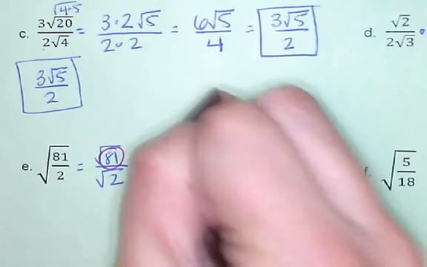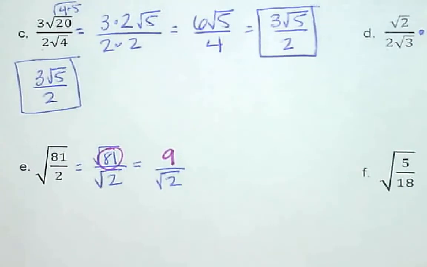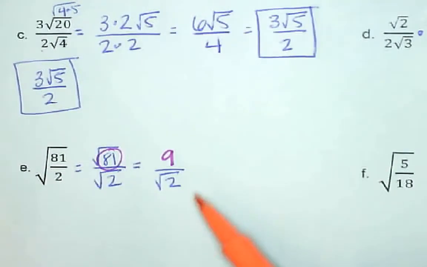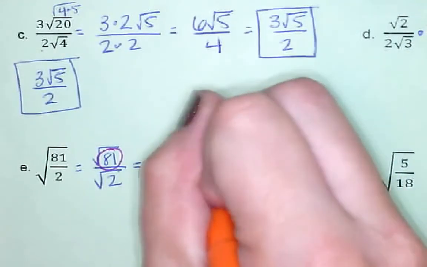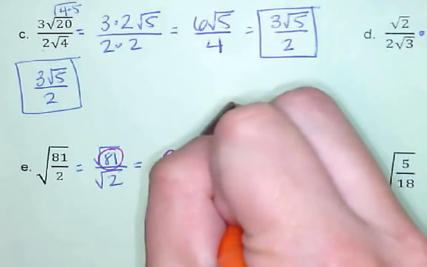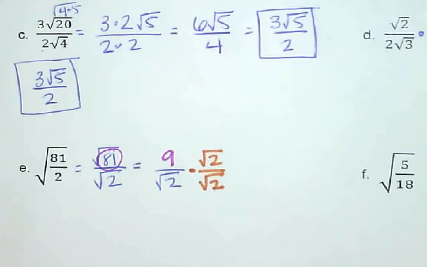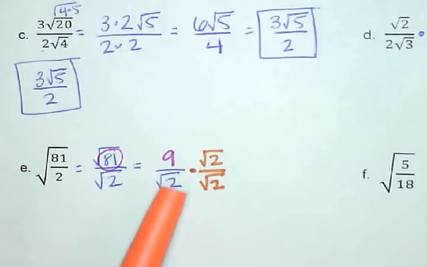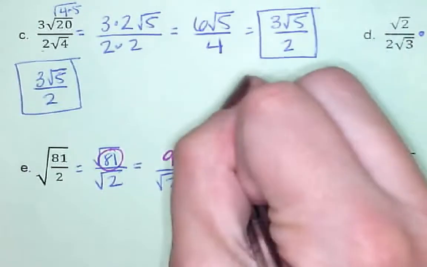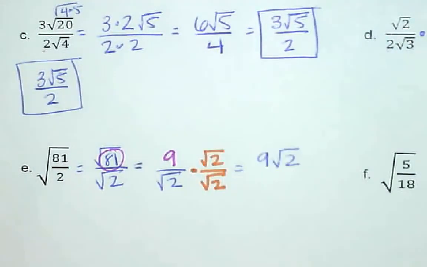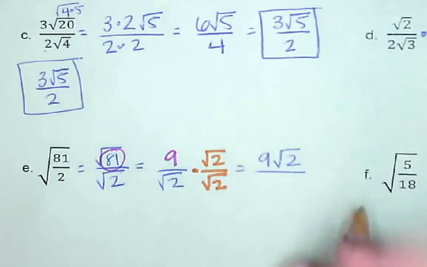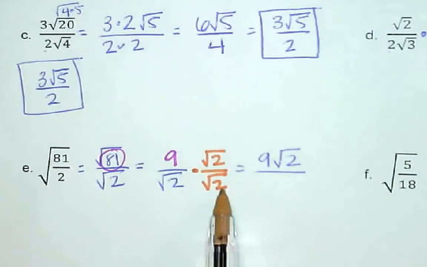Okay, so everything looks simplified, but are we actually done? No, because of that lovely little problem radical in the denominator. So we're going to multiply by square root of 2 over square root of 2 to get rid of that lovely little square root of 2. And that will give us 9 square root of 2 in the numerator. And guys, square root of 2 times square root of 2 is going to give me what? A square root of 4, which is really just 2.